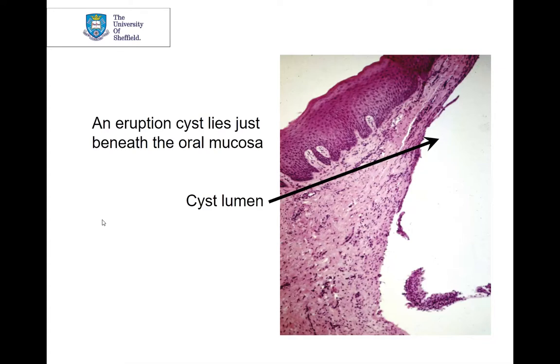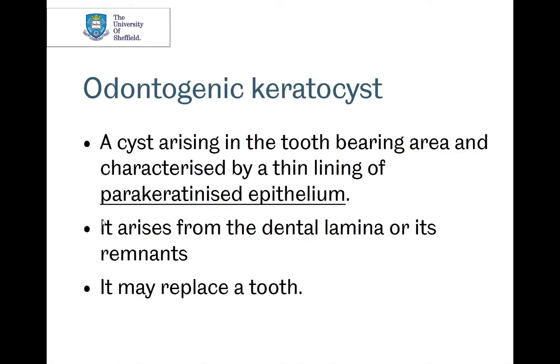So that's our follicular cyst, dentigerous cyst, and eruption cyst. And that with radicular cysts, they make up by far the most common. They make up about 85% of all odontogenic cysts. But now we're going to come to one relatively rare but very important cyst, which is the odontogenic keratocyst.